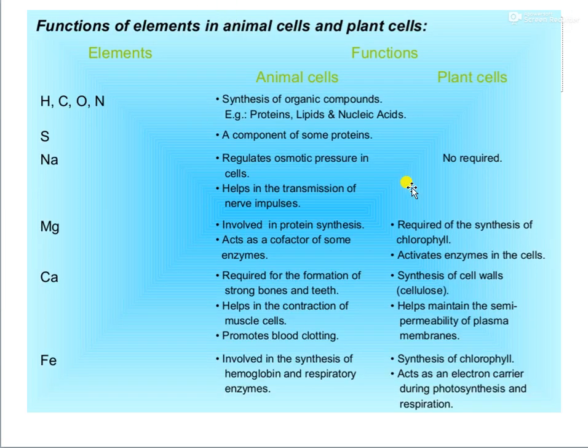Now, what are the functions of all these elements in animal and plant cells? Carbon, hydrogen, oxygen, and nitrogen are used in the synthesis of organic compounds like proteins, lipids, and nucleic acids. Sulfur is required in both plant and animal cells, and it is a component of some proteins. Sodium regulates the osmotic pressure in the cells, but it is not required much in plant cells. Sodium also helps in the transmission of nerve impulses.